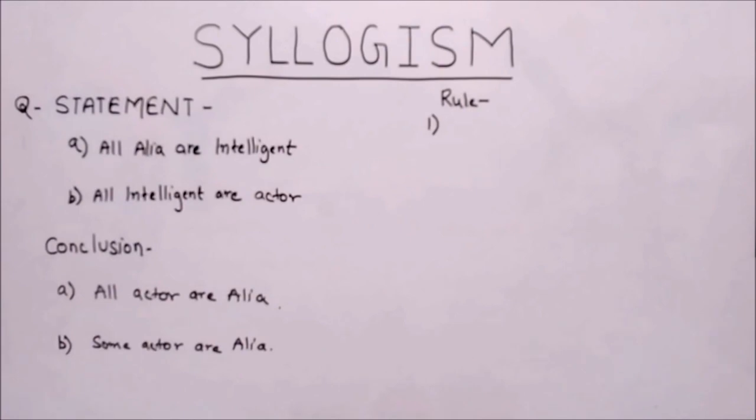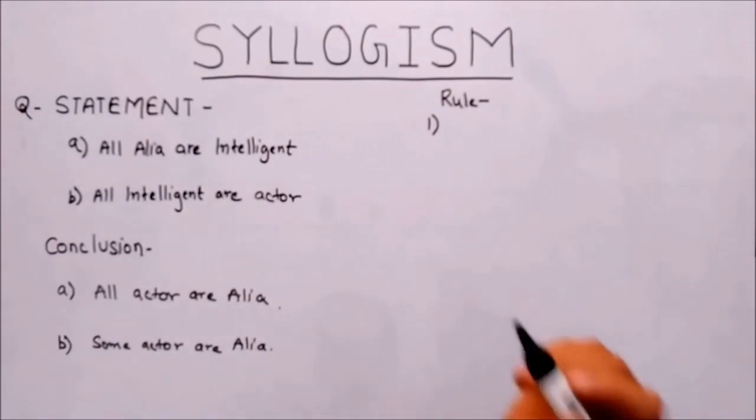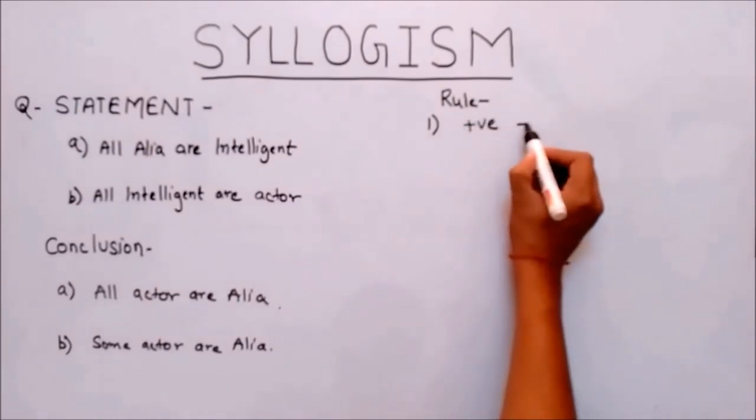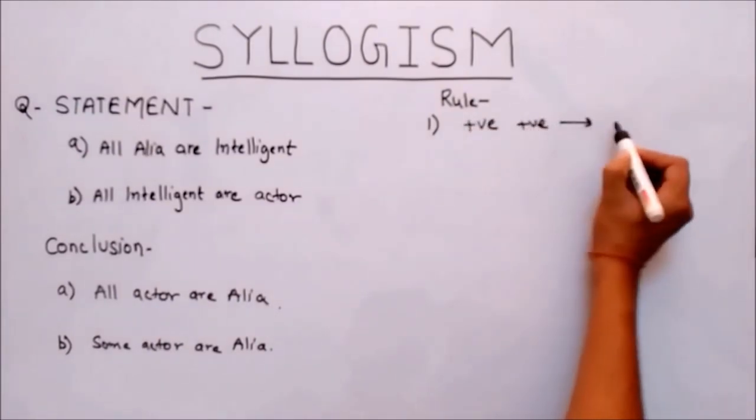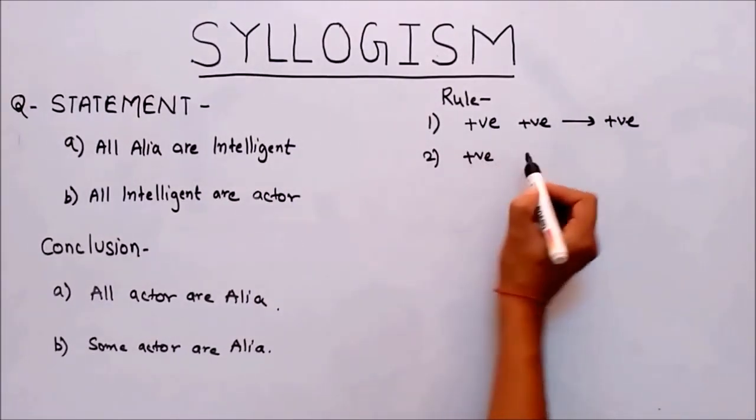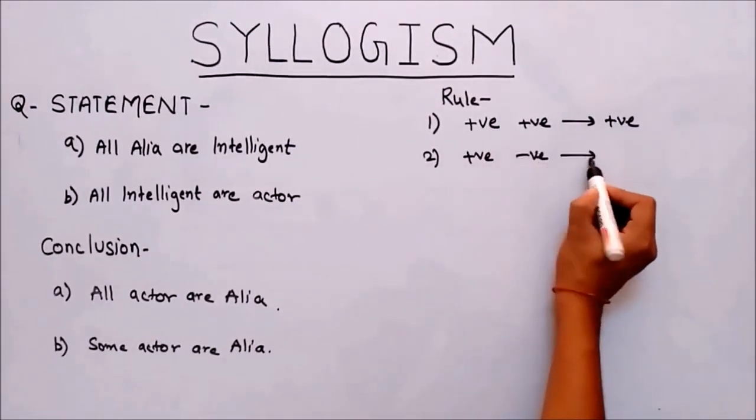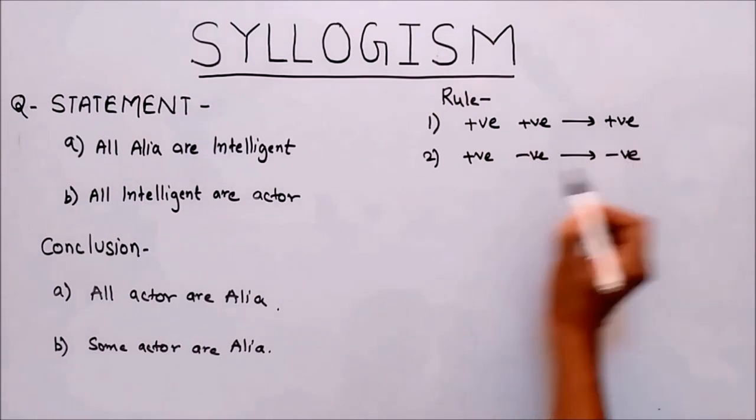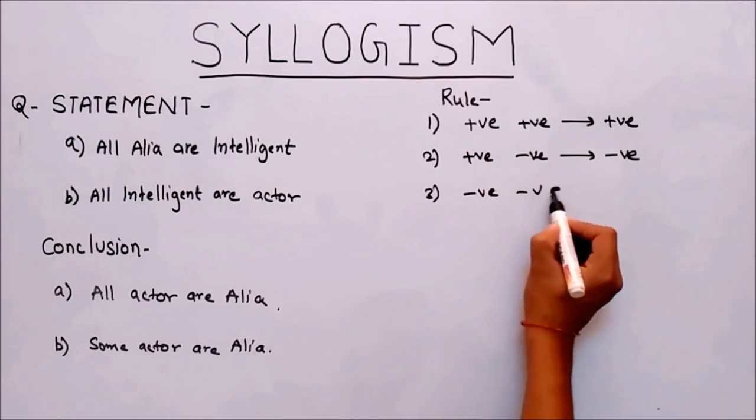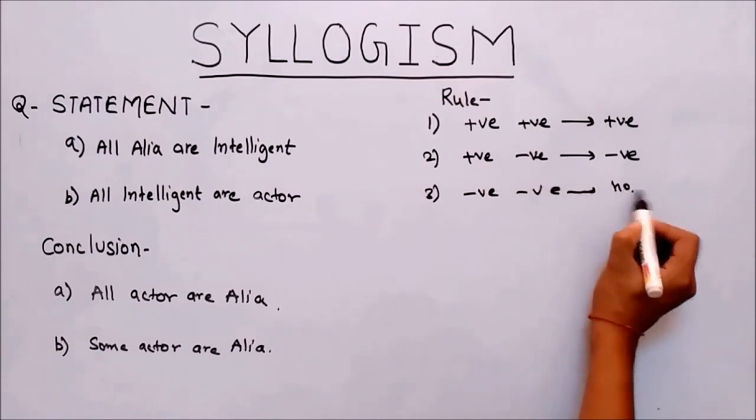Today we solve syllogism questions without using a Venn diagram. For solving syllogism questions without using a Venn diagram, we have certain rules. The first rule is that we have to check the nature of the statements. If the first statement is positive and the other statement is also positive, the conclusion is also positive. If the first statement is positive and the second statement is negative, then the conclusion is negative. Third, if both statements are negative, then there is no conclusion.